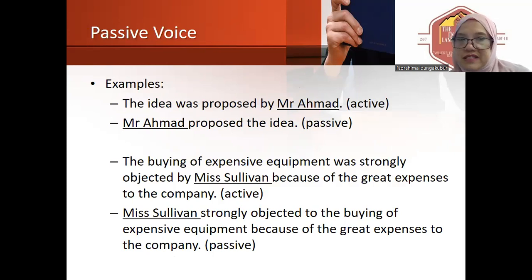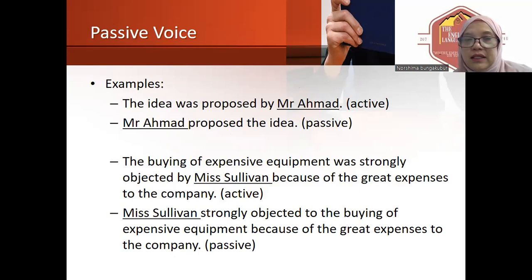Now, we go to passive voice. For example, the idea was proposed by Mr. Ahmad. Okay, that's the active voice. The idea was proposed by Mr. Ahmad. Okay, passive voice, Mr. Ahmad proposed the idea. Right.